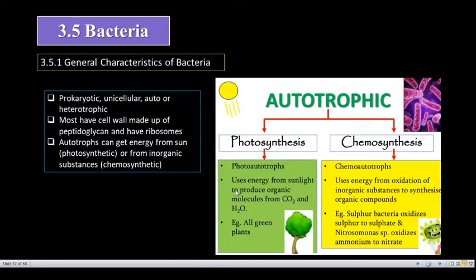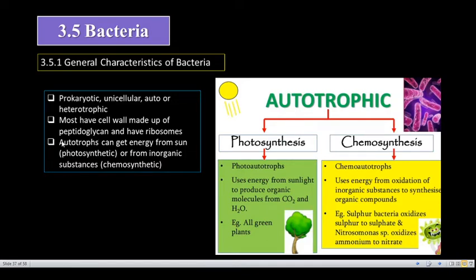Now, second characteristic, most of your bacteria have a cell wall made up of peptidoglycan, and they also have ribosomes for the production of protein. Okay, so sabi niya most of your bacteria. Why? There are types of bacteria that do not contain peptidoglycan.